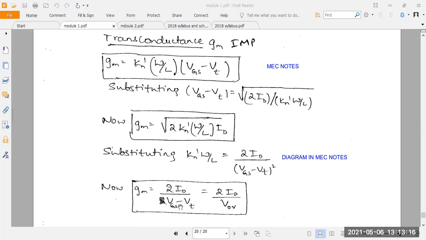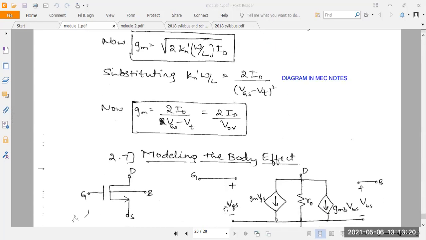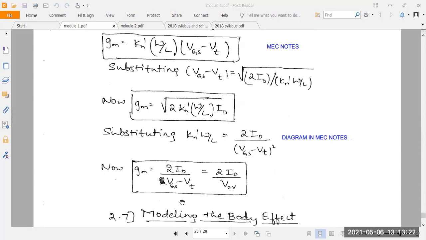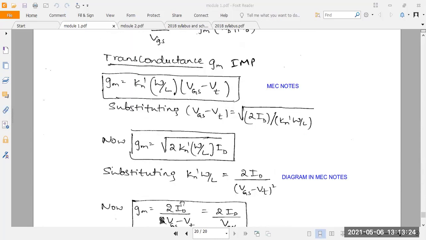VGS minus VT is nothing but the overdrive voltage, that is VOV. Understood? So this is the final equation for the transconductance. In the exam they will ask for 4 marks here. Suppose they ask for 4 marks, you have to write this equation first, the transconductance.